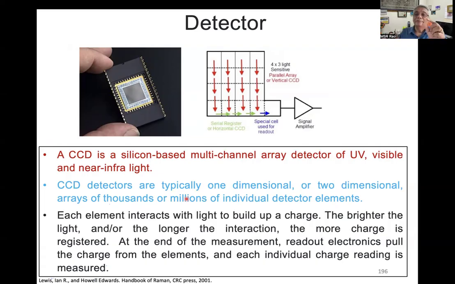Over a small area, it's a device that you can see. It can be held in your hand, but it's extremely powerful. Each element interacts with light to build up a charge. The brighter the light, of course, or the longer the interaction, the more charge is registered. And at the end of the measurement, the readout electronics pull the charge from the elements, and each individual charge reading is measured.